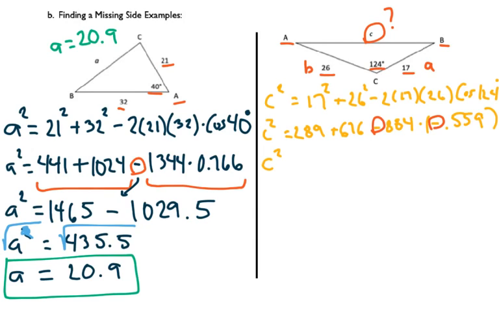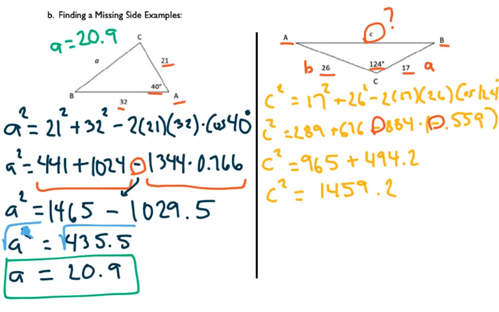So we've got c squared equals 289 plus 676 is 965. Now, remember, it's a negative times a negative, so we're going to be adding whatever that ends up being. 884 times 0.559 gives me 494.156. So we're going to round to 494.2. Now we are going to add those together. So that is 965 plus 494.2. That gives me 1,459.2.